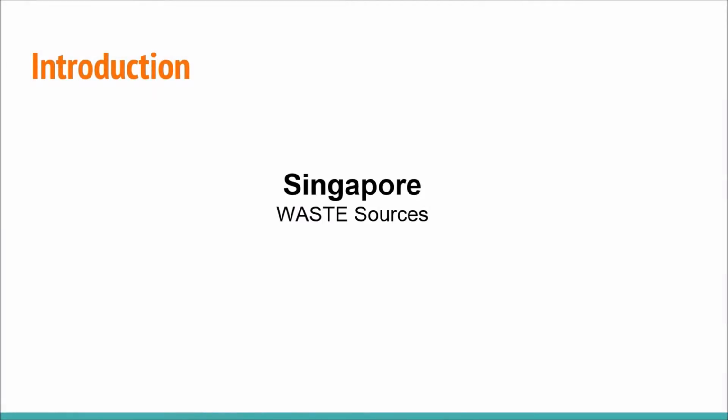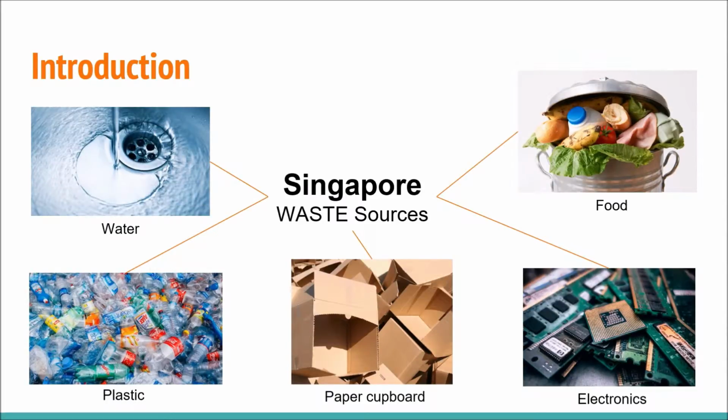As we start on this project, we found out that the top 5 Singapore waste sources include water, food, plastic, paper cardboard, and electronics. And all of these are things that we actually come across in our daily life. Thus, we decided to tackle the second largest waste source problem of food wastage for this project to help save our Singapore environment.